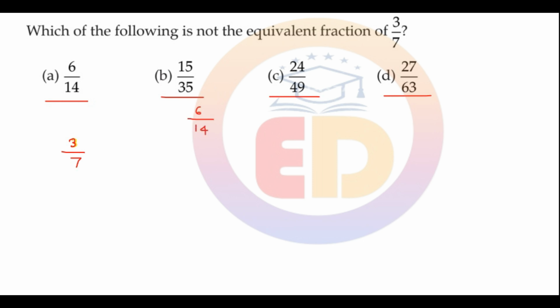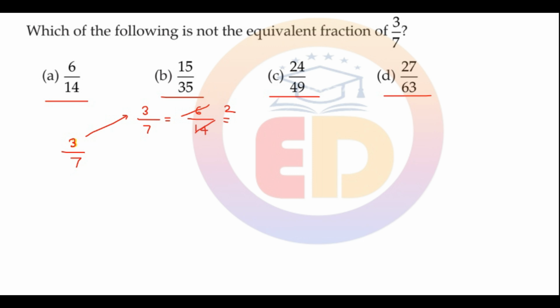Both 6 and 14 are divisible by 2. Let's divide them by 2. This will be 3. 2 3s are 6 and 2 7s are 14. So 6 upon 14 is actually equal to 3 upon 7. So it will be equivalent.